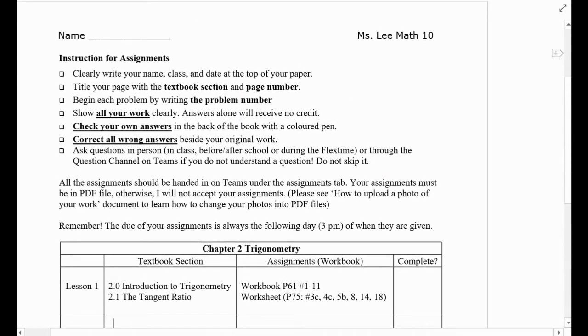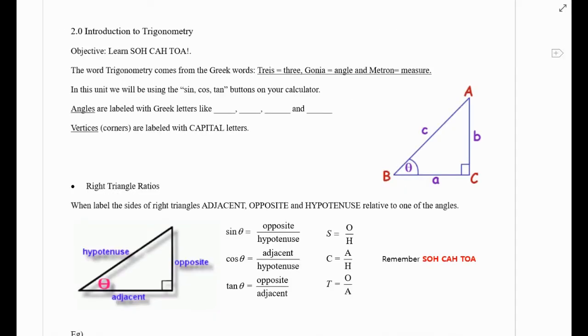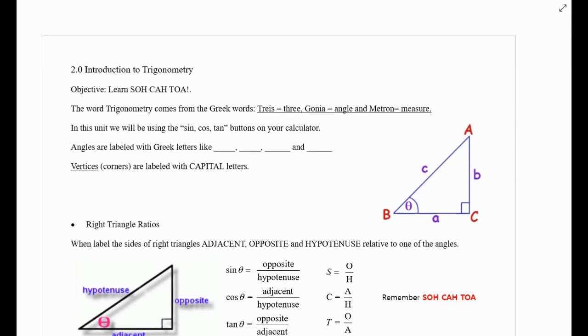I want you to move to 2.0. Open your lesson notes and open 2.0, Introduction to Trigonometry. All right, everyone. Have you heard the word trigonometry? Some of you might have heard it before. Some of you might not.